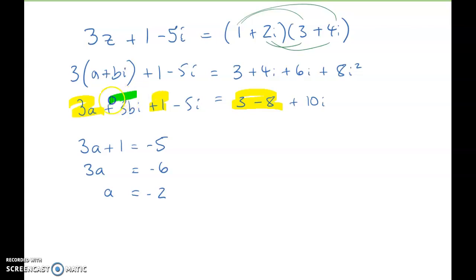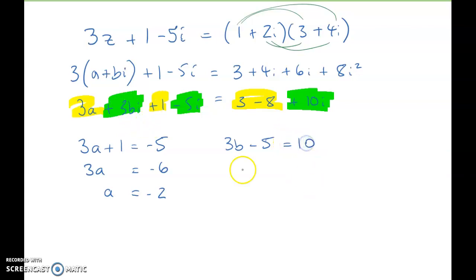Then looking at the i terms, the imaginary terms, I've got those two on the left hand side and I've got that one on the right hand side. So I've got 3b minus 5. Where did I get that 3b minus 5 from? I've got 3b lots of i and I've got minus 5 lots of i. I'm not bothering to write the i's, basically a waste of ink. I'm just looking at how many i's I have. And on the right hand side, I've got 10. So if I add 5 to both sides and divide by 3, I end up with, right, my mistake there, 15 divided by 3 is 5.